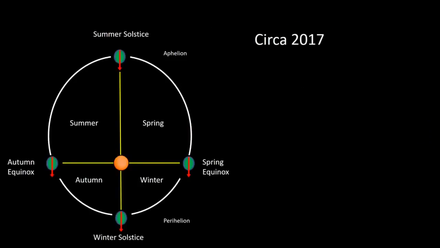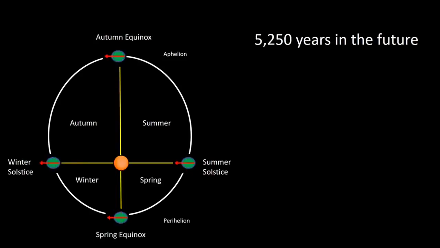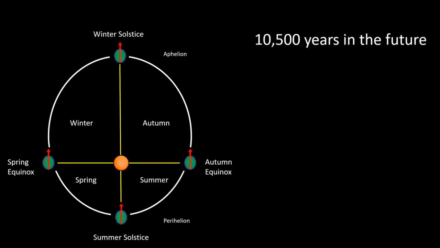For the Northern Hemisphere, this chart represents the year 2017. The perihelion is at the bottom. If we move forward a quarter of the 21,000 year cycle, this would be 5,250 years in the future. Spring would then occur at the perihelion, not the winter as now. In 10,500 years' time, summer would occur at the perihelion, which is the reverse of our present situation.